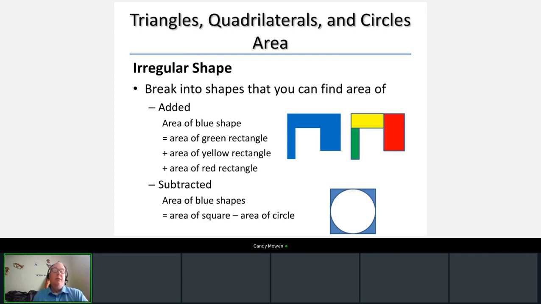Irregular shapes: break into shapes that you can find the area of. Added, area of the blue shape equals area of the green, which is a rectangle, plus yellow, which is a rectangle. There again, you are adding things together, plus the area of the red rectangle. Or you subtract: the area of the shape minus the area of the square. Okay, you find the area of the circle, the area of the square, and then you subtract.